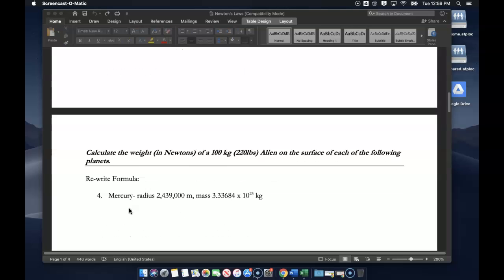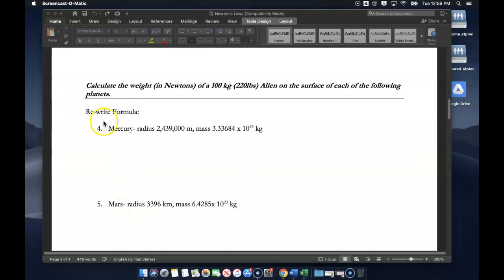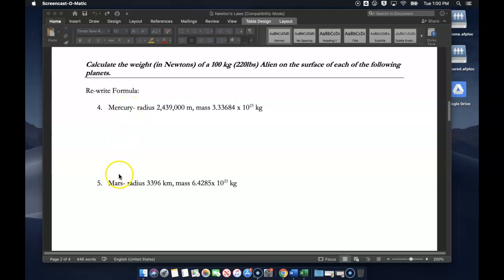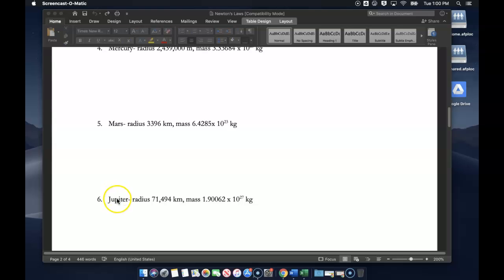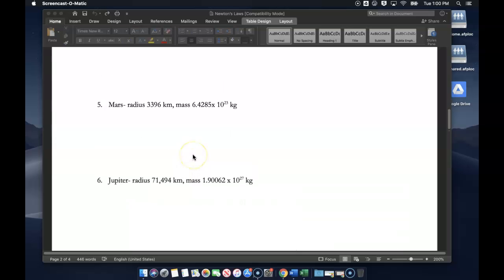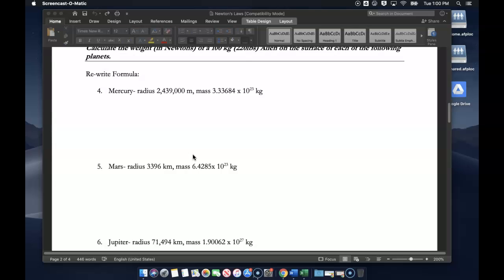All right, so for the next set of problems, we're actually going to have to rewrite the formula from the front page. For this type of problem, we are asked to calculate the weight in newtons of a 100 kilogram, which is 220 pounds, alien. We're going to use the kilogram value, though. A 100 kilogram alien on the surface of each of the following planets. First, I have here Mercury. Second, I have Mars. Then I have Jupiter.